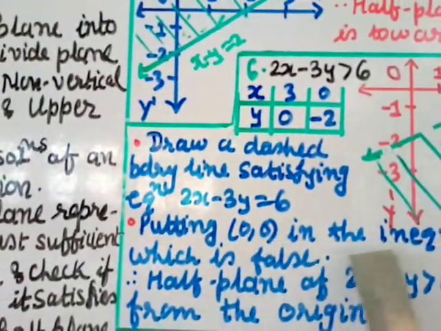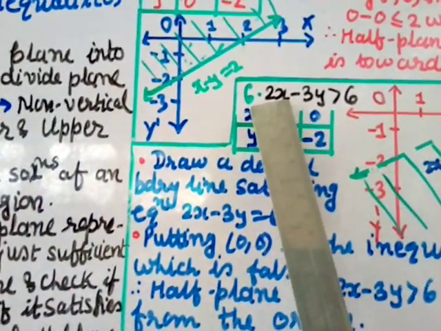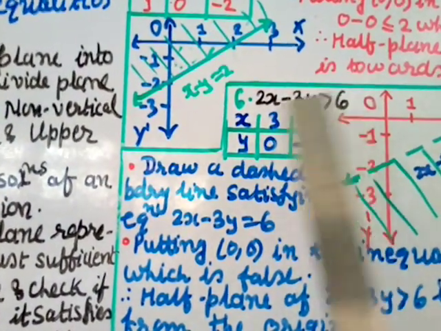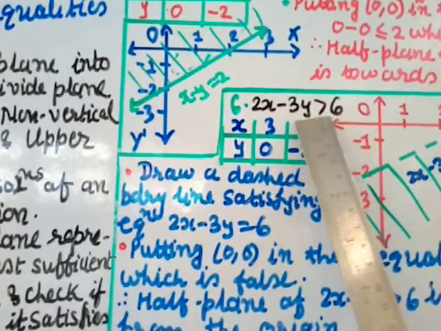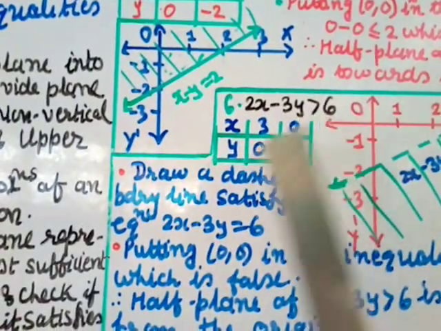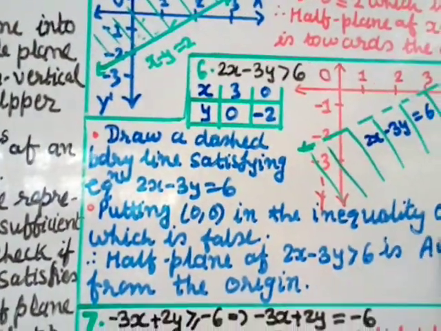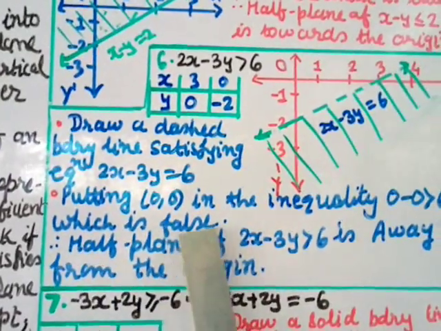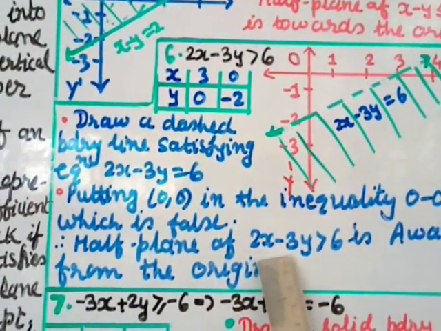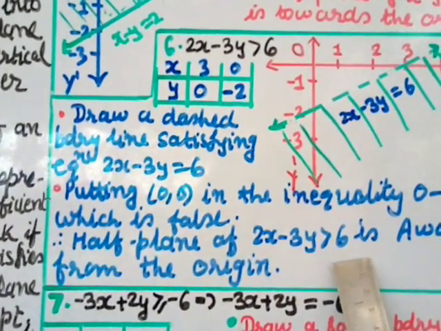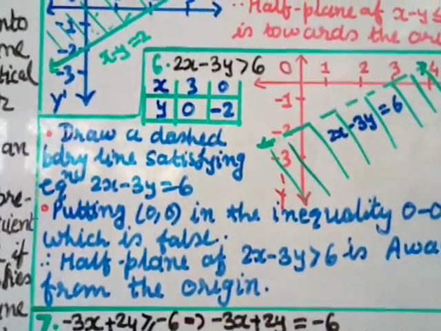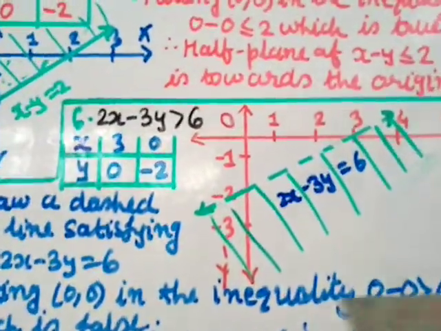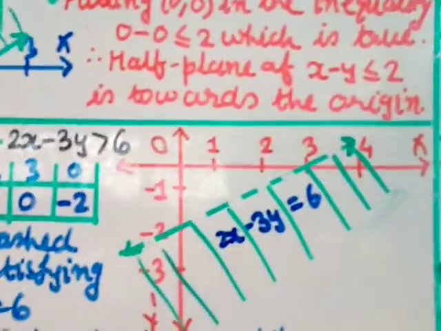Now putting 0, 0 in the inequality, your inequality is 2x minus 3y greater than 6. So here 0 minus 0 greater than 6, that means 0 greater than 6, which is not true, right? Therefore, the half plane of 2x minus 3y greater than 6 is away from the origin. So you can see I have drawn the shaded region downward. This is the solution for question number 6.